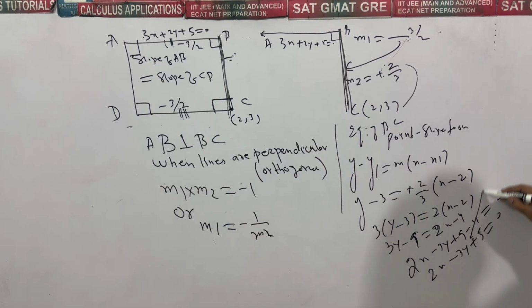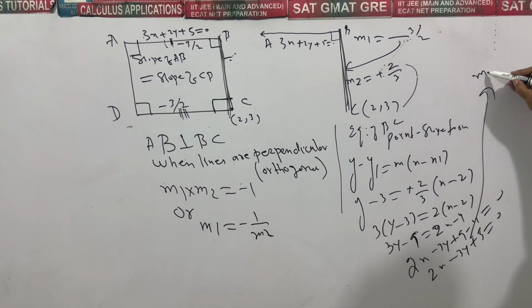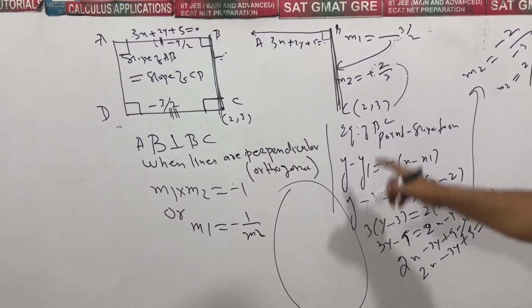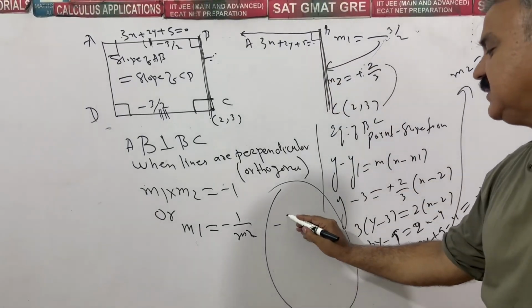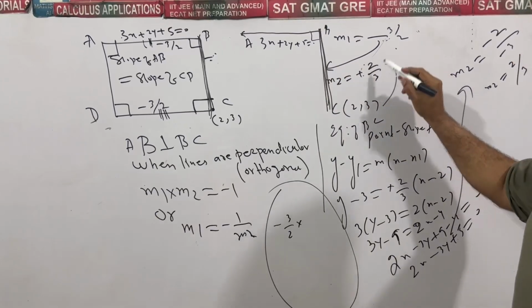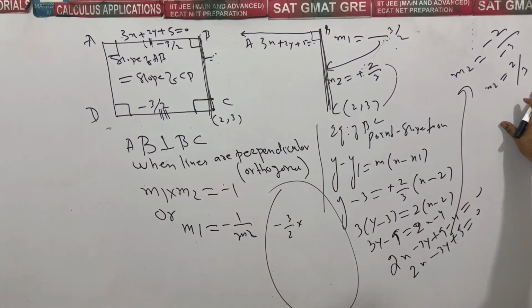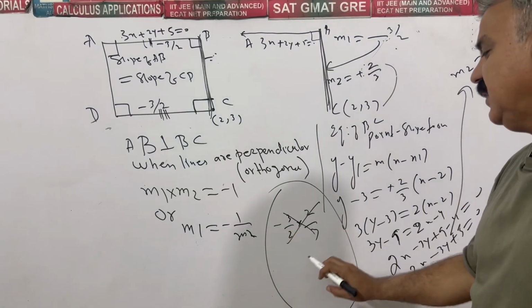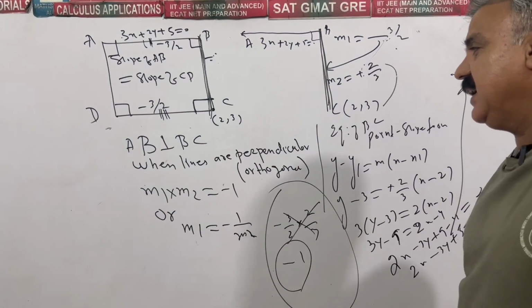One can find its slope directly and verify: m2 is negative coefficient of x over coefficient of y, minus minus, plus, m2 is equal to 2 upon 3. Or one can verify the product of the slopes is going to be minus 1. The slope of AB is minus 3 over 2 and the slope of BC is 2 over 3. 2 over 3 cancels out. I have negative unity.